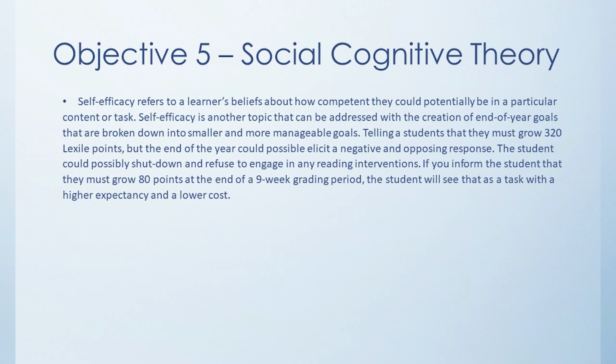So telling students that they must go 320 Lexile points by the end of the year could possibly elicit a negative and opposing response. The student could possibly shut down and refuse to engage in any reading interventions because they believe that the goal is just too large. If you inform the students that the growth goal is now 80 points at the end of each 9-week grading period, the student will see that task as lower cost to them with higher expectancy for completion.